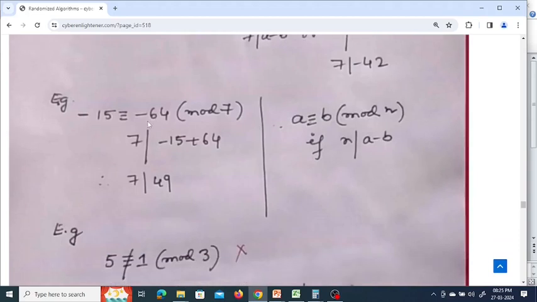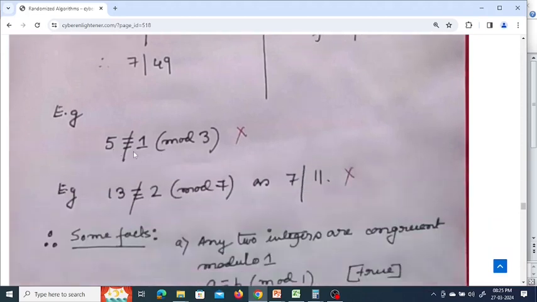Similarly, minus 15 congruent minus 64 mod 7, that means minus 15 minus minus 64, that means plus 64, should be divisible by 7. That means 49 should be divisible by 7. So the meaning of A congruent B mod n is that A minus B should be divisible by n. Whereas 13 is not congruent to 2 mod 7, because 13 minus 2, which is 11, is not divisible by 7.